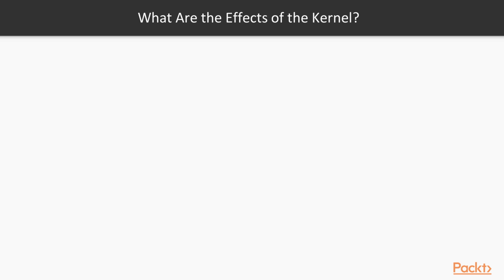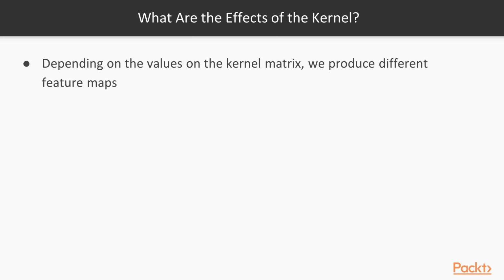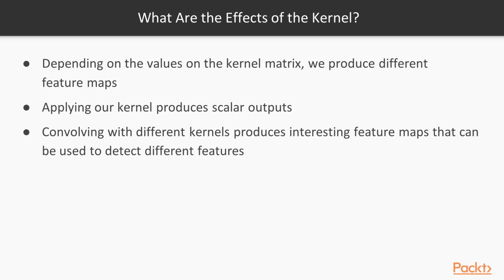So what are the effects of the kernel? Depending on the values of the kernel matrix, we produce different feature maps. Applying our kernel produces scalar outputs, as we just saw. Now, convolving with different kernels produces interesting feature maps that can be used to detect different features. That's a key point here.